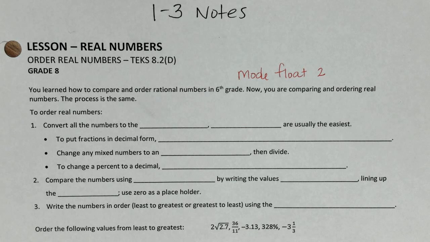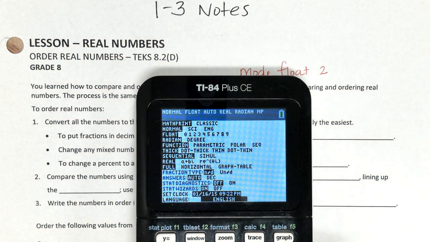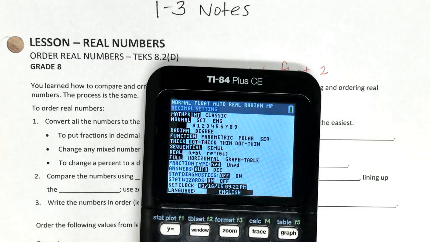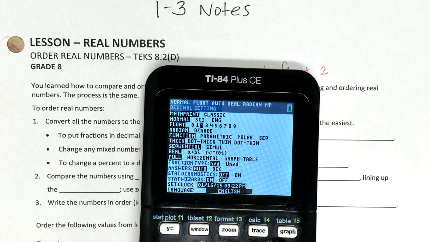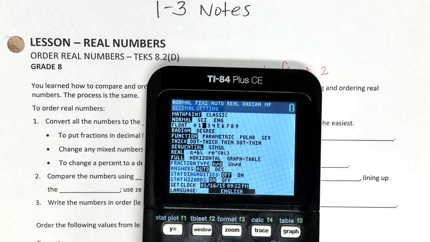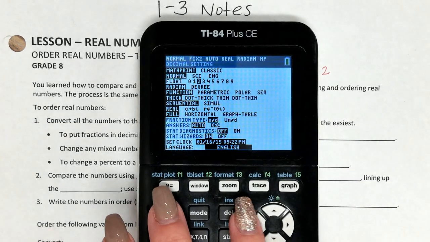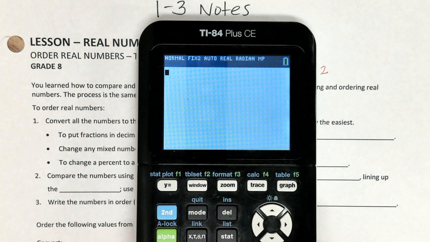So let's all get our calculators and go to mode float 2. Remember that you hit mode, you go to float, tab over to 2, and then you also have to hit enter. Otherwise, it's not going to work. Okay, quit the screen by hitting second mode, and that will take you back to your home screen.